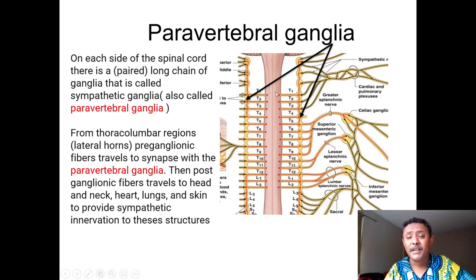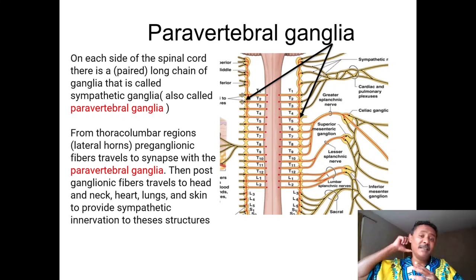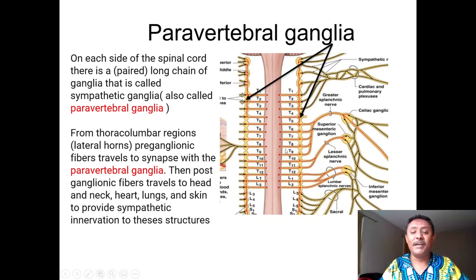Now, what will happen? This is a spinal cord. I'm going to have a lateral horn here. From the lateral horns, right, in the thoracolumbar area, because sympathetic does not come from cervical area. It never comes from the sacral area. It's only in this area which we call thoracolumbar area. That's why the sympathetic is called also thoracolumbar outflow, right? It comes from thoracic and lumbar, T1 through L2.